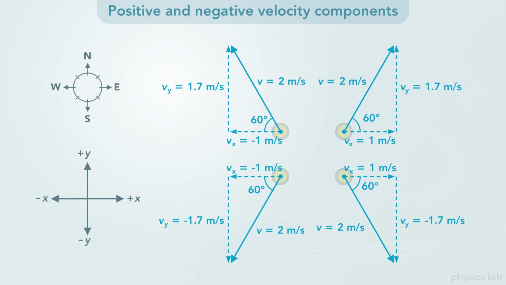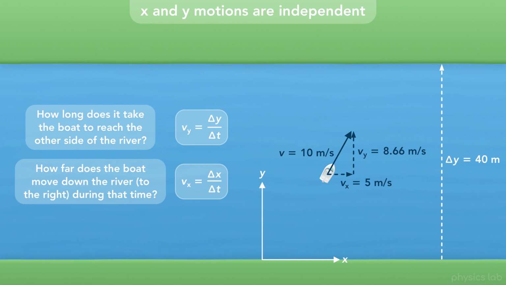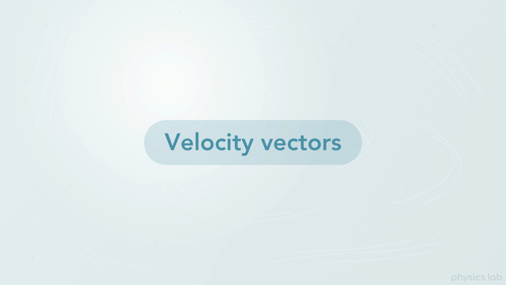Next, we'll talk about negative velocity components. Then we'll look at an example of adding velocity vectors and finding the magnitude and direction of the new velocity. And finally, we'll talk about how the x and y velocity components are completely independent of each other, and how we can take a two-dimensional problem and make it two one-dimensional problems. So let's start with velocity vectors.